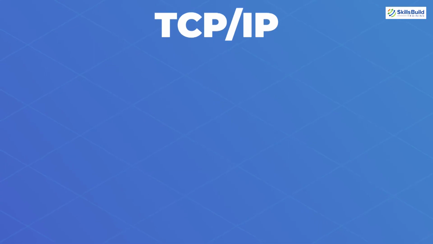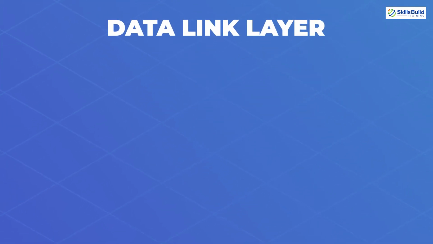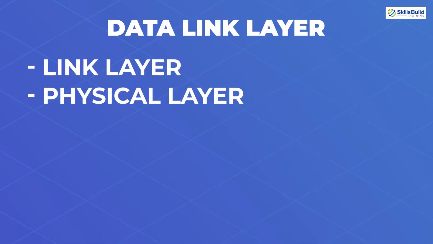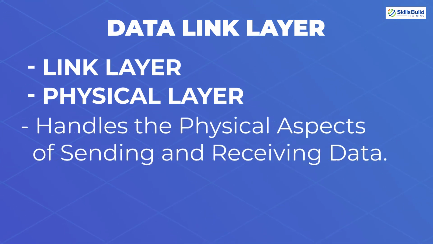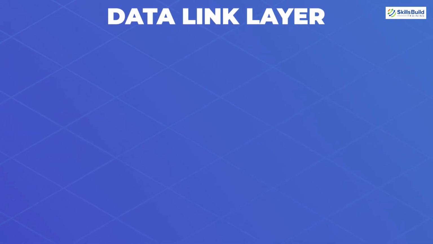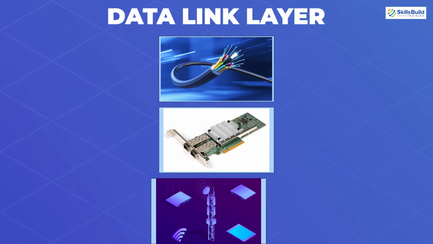TCP/IP uses 4 layers for communication tasks, and each layer has a different function. The first one is the data link layer. It is also known as the link layer, and in some networking models, it is also known as the physical layer. This layer is responsible for handling the physical aspects of sending and receiving the data. Again, it can be a cable, network interface card, or a wireless network.